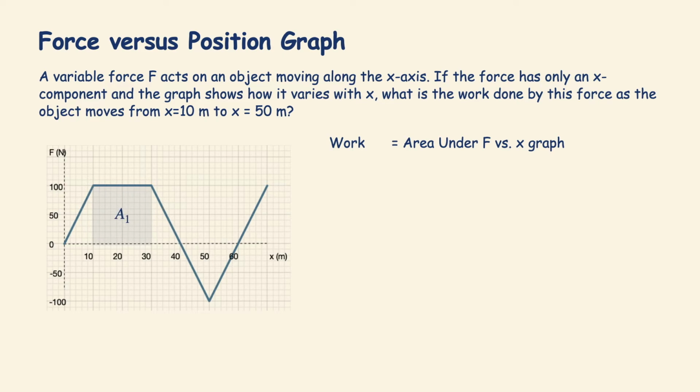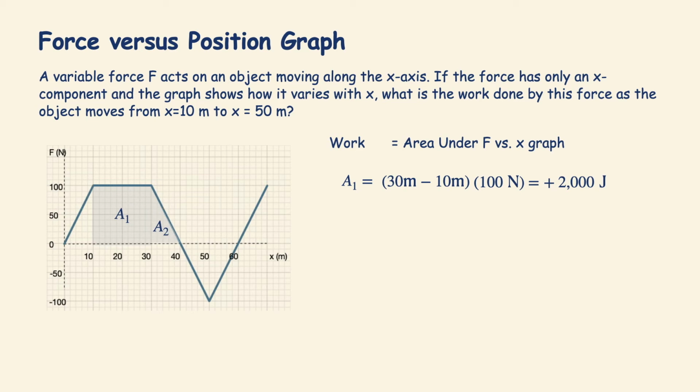From 10 to 30 meters, we recognize that the force stays at 100 newtons. I'll mark this area as A1. And I can calculate it, since the area of a rectangle will be the base, 30 minus 10, multiplied by the height, 100 newtons. So I can see that the work here during this change from 10 to 30 meters will be plus 2000 joules. Plus means that the force here is contributing positively to the kinetic energy of the object.